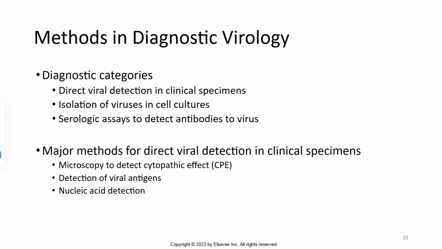So diagnostic categories: direct viral detection in clinical specimens, isolation of viruses in cell cultures, serological assays to detect antibodies to the virus, so that can tell us if you've been exposed to a particular virus. Major methods for direct viral detection in clinical specimens: microscopy to detect cytopathic effect, detection of viral antigens, and nucleic acid detection.